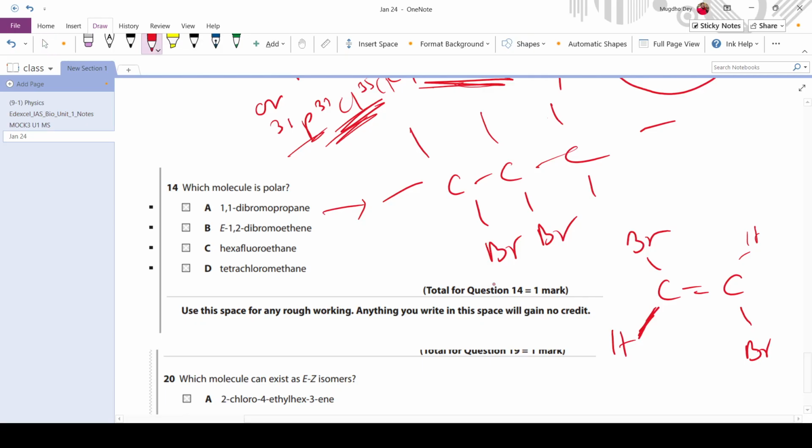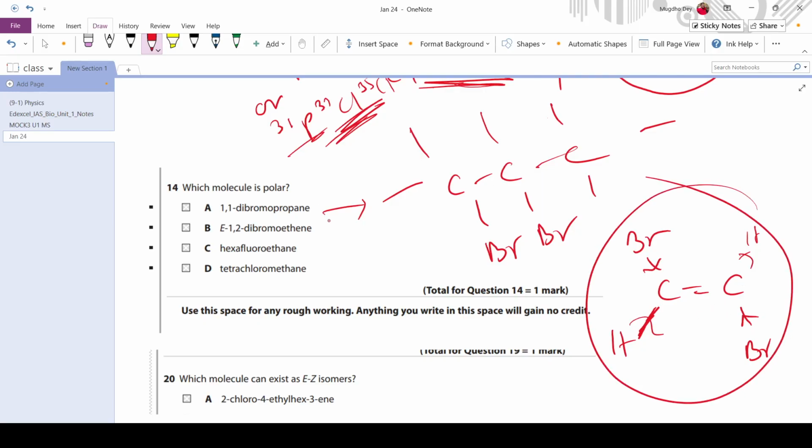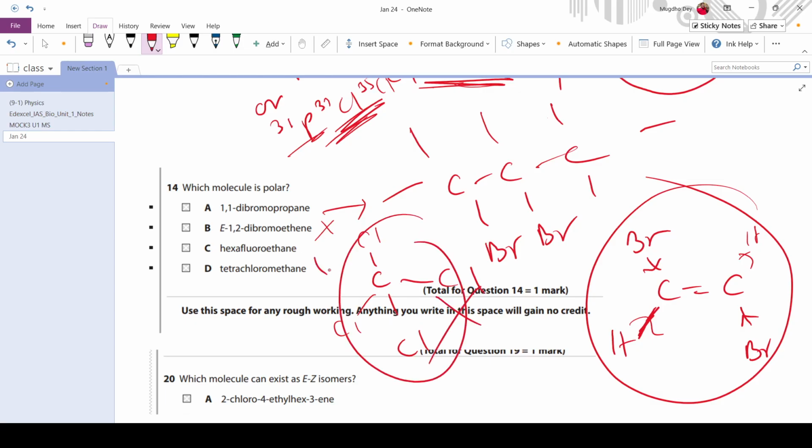So this is symmetrical because you can clearly see they cancel out each other. So that's not polar. If I talk about tetrachloromethane, so that's Cl, Cl, Cl, Cl, this is not polar either.